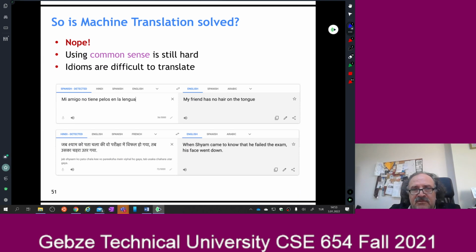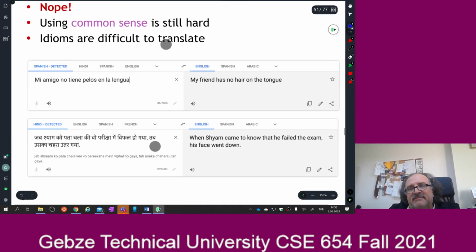So we already know this, right? It looks like in Spanish there is a phrase for this: my friend has no hair on the tongue. It means, I guess, my friend talks too much without thinking, right? I think that's what it says. If you translate these kinds of phrases directly, it sounds funny.